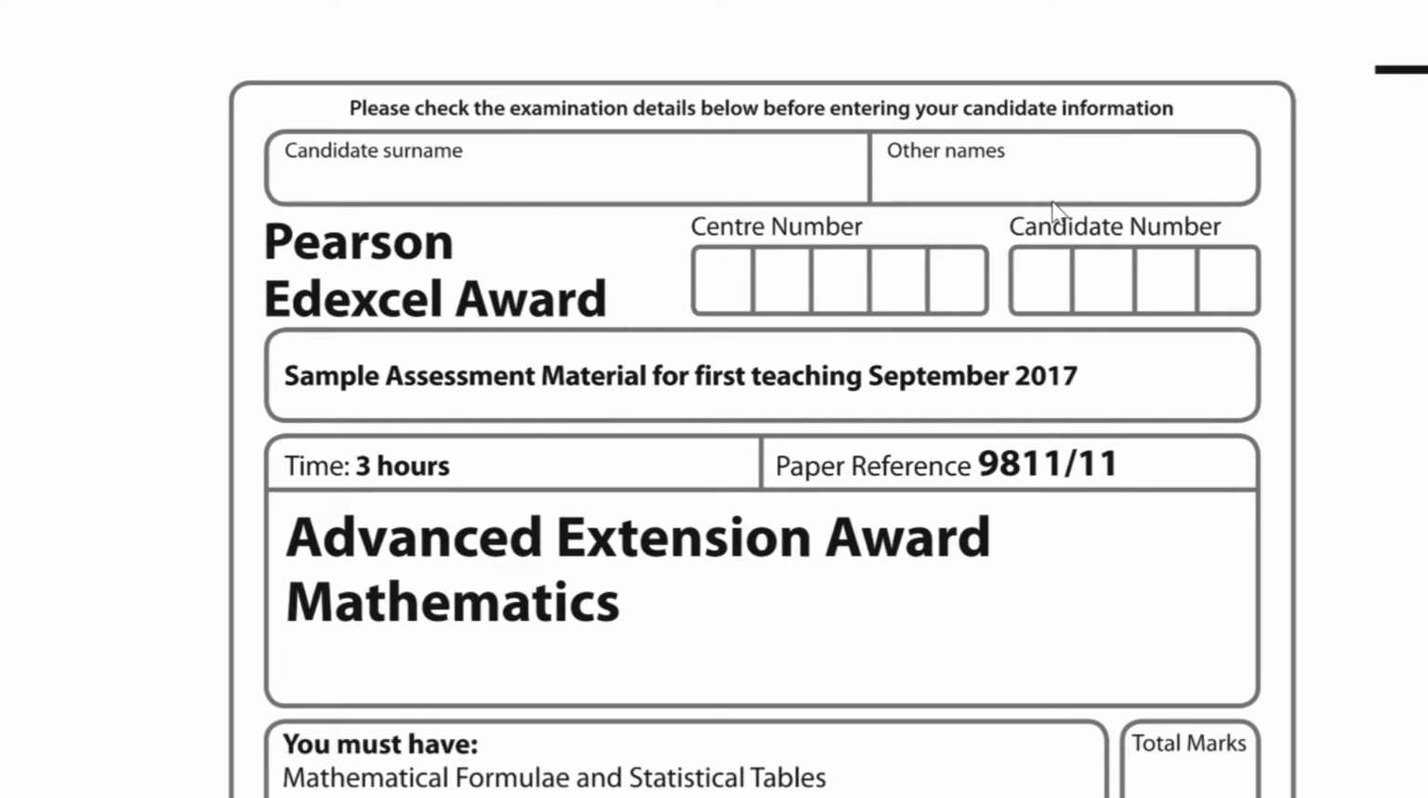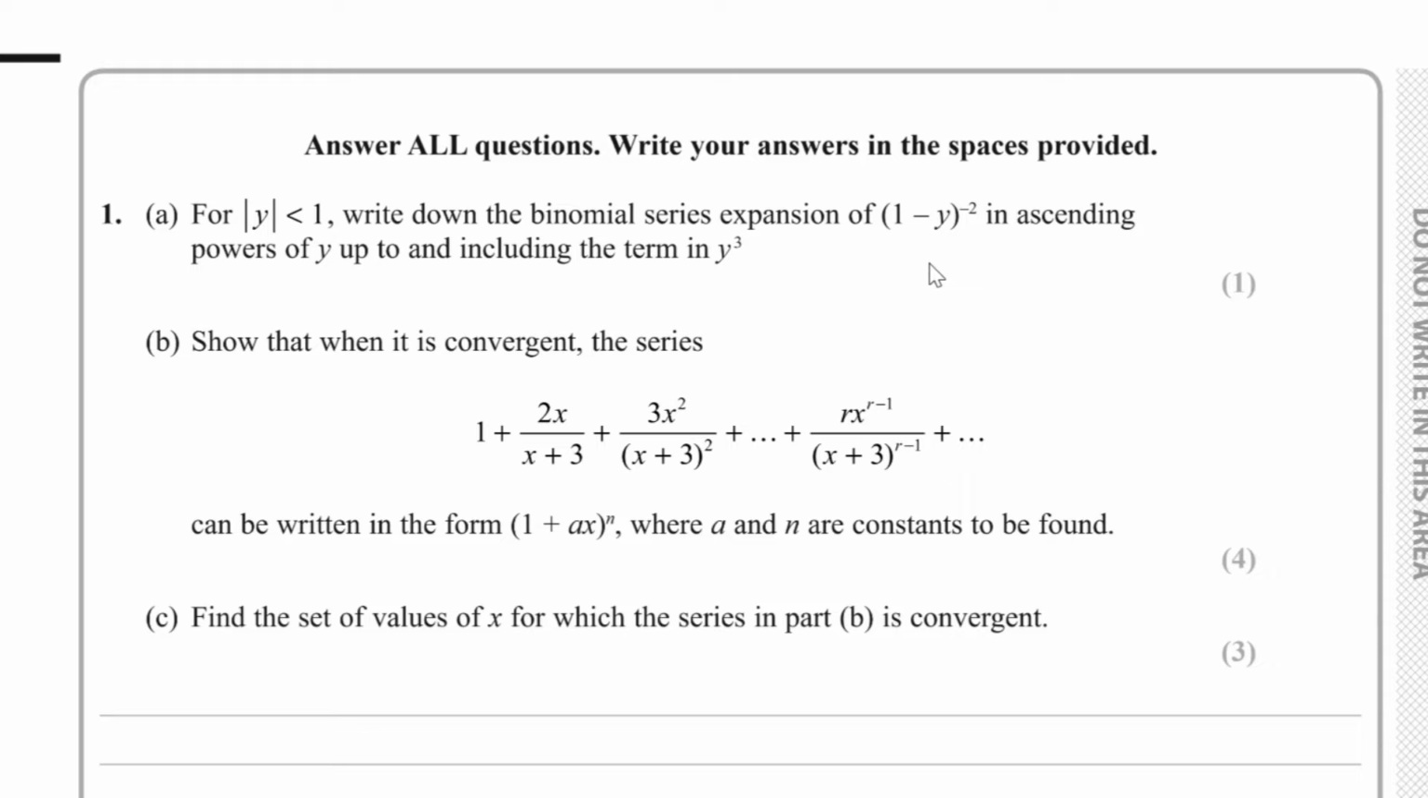This is the Edexcel Advanced Extension Award in Maths, and it's from the sample papers. Now this is a non-calculator paper. Question number 1. For part A, for the absolute value of y being less than 1, we have to write down the binomial series expansion of (1 - y) to the power of minus 2 in ascending powers of y up to and including the term in y cubed.